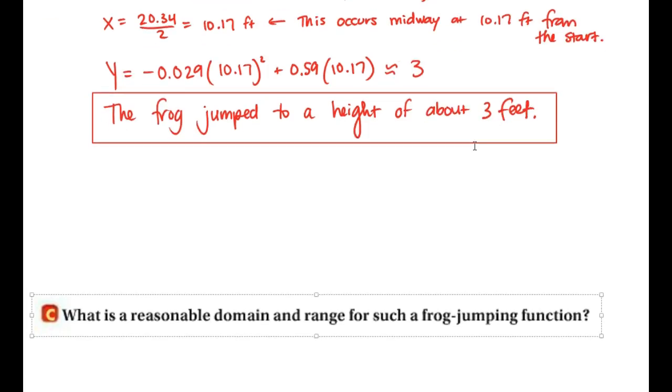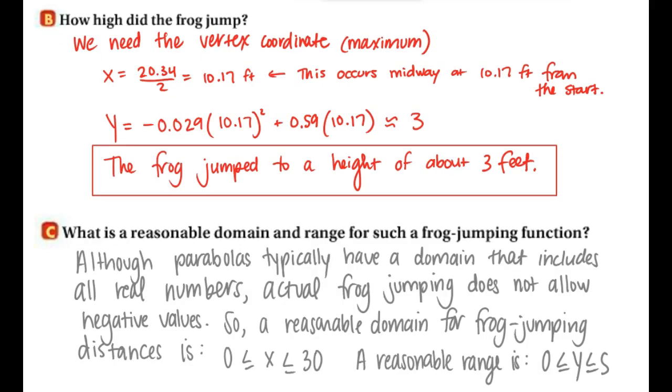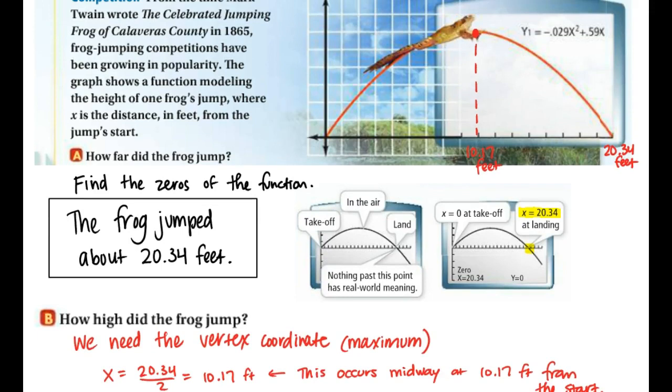And in part C, what we want to do is figure out a reasonable domain and range for such a frog jumping function. As we discussed in previous lesson videos, parabolas typically have a domain that includes all real numbers, but in this particular situation, actual frog jumping does not allow for negative values. So a reasonable domain for this frog jumping distance would be 0 is less than or equal to x, which is less than or equal to 30, which means x can be between 0 and 30. The reason why I picked a number such as 30 is because it could include values that were beyond this max distance or jumping distance of 20.34 feet. So there could be frogs that could beat this frog's distance.